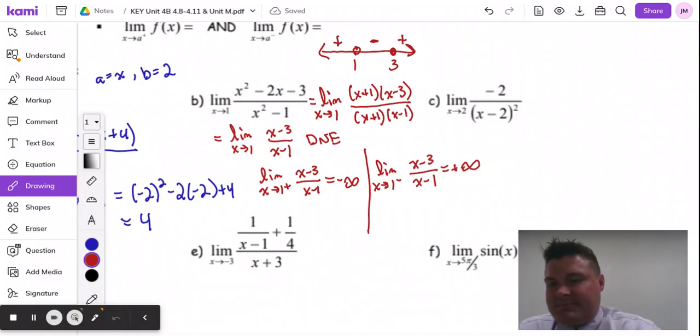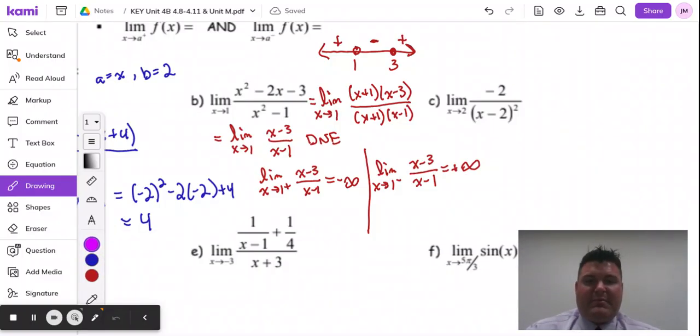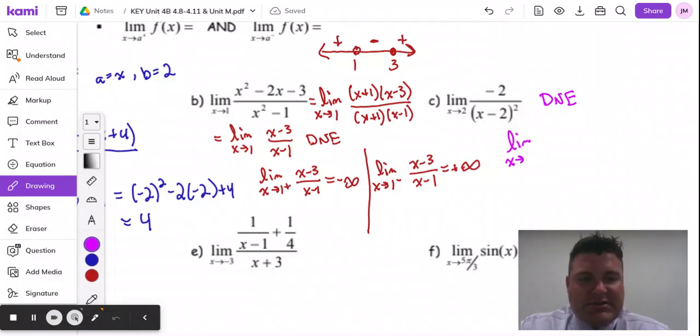Okay. For C, I'll do this in purple. For C, if I plug in a 2, what happens here? Well, this is going to be another DNE. This does not exist because I get negative 2 over 0. So what I'm going to look at is the limit as x approaches 2 from the right of this negative 2 over x minus 2 squared. And I'm going to look at the left-hand side.